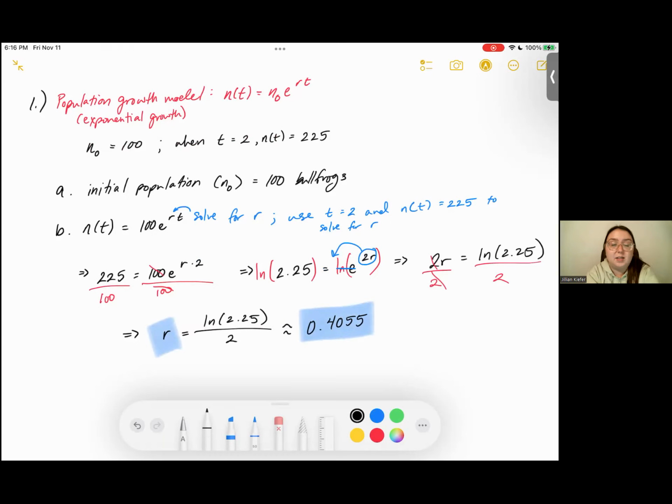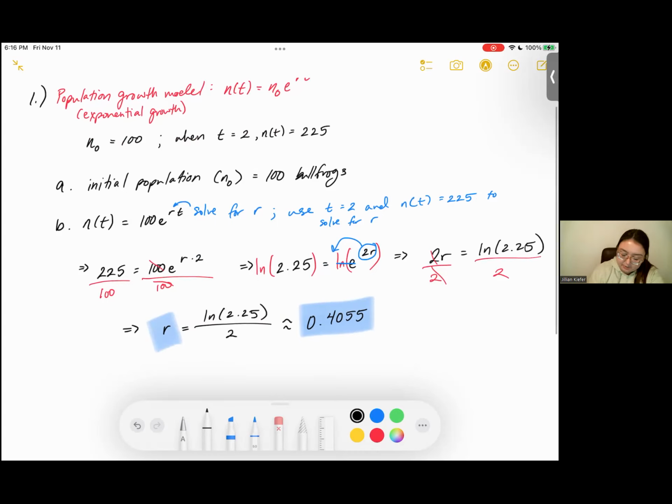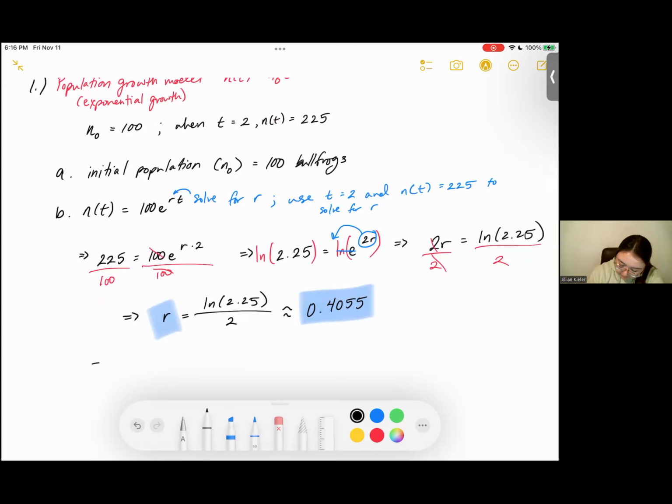And that's r. Now remember, for part B, we just want to develop an equation, which required that we find r. So now that we've found r, we have to write the equation. So we're not quite done. The last part is just writing out the equation, which will be n of t is equal to 100 times e to the power of 0.4055 t. And that is our answer for part B, just like this was our answer for part A.